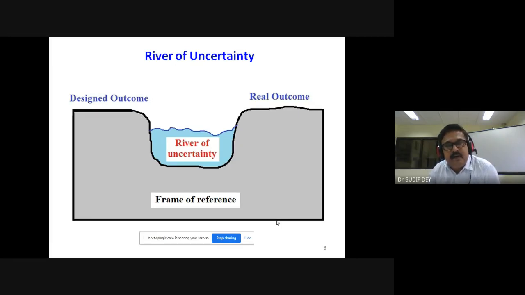So keeping that in mind, I coined it as a river of uncertainty, because for any system we design, we have some design output and there is some real output. Now, there is always a deviation between the reality and the designed one. For example, if we talk about making a shaft with a diameter of 50 millimeters, whenever we do the machining process, even a super fine machining process with very, very high accuracy, there will always be a very, very minute amount of deviation. So there will always be a river of uncertainty which has to be crossed.